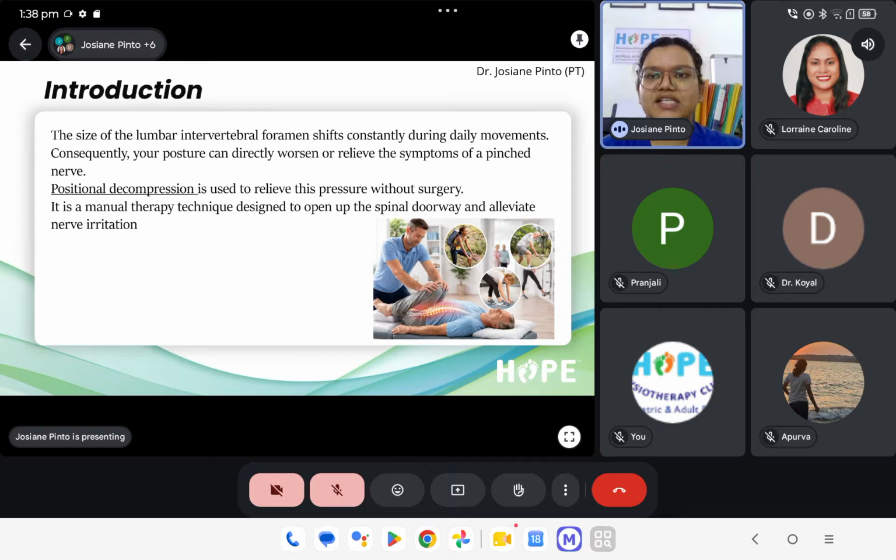Because we've come to the conclusion through various studies that different postures can affect the level of symptoms, the level of pain that you experience, there is positional decompression, and various techniques have evolved over time that help relieve this pain just through appropriate, correct posture and without surgery.